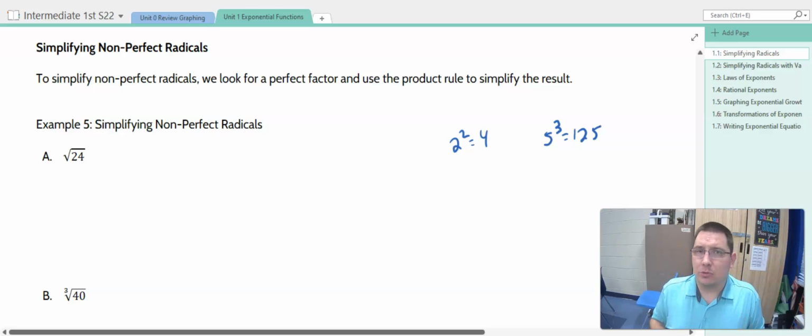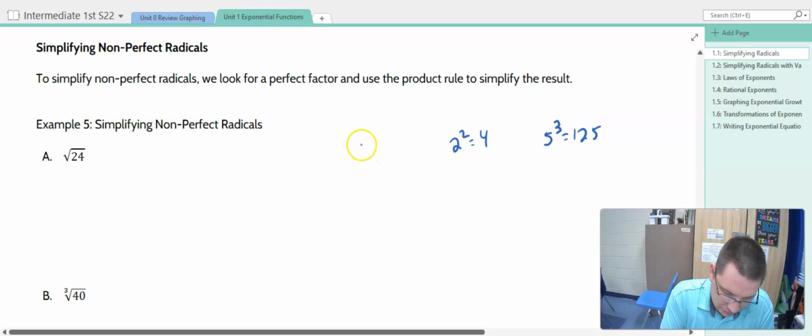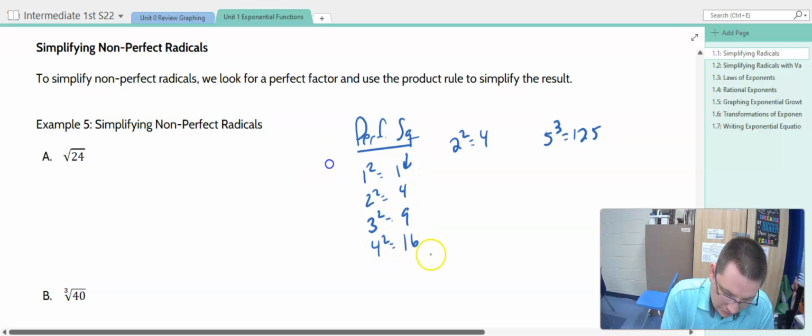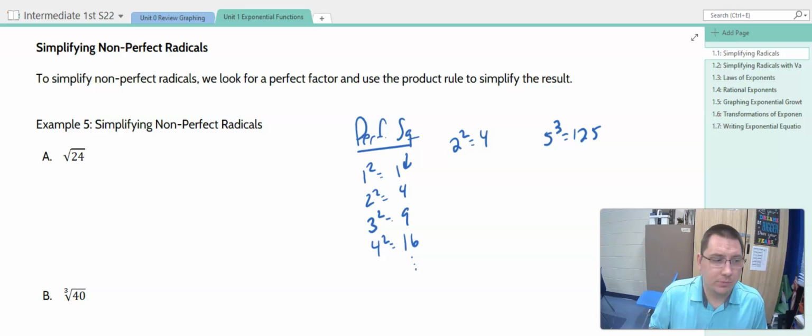So let's look at the square root of 24. Well, we're looking for perfect square factors. And so when we look at square roots, we're looking for our perfect squares. And those perfect square factors are going to be like 1 squared equals 1, 2 squared is equal to 4, 3 squared is equal to 9. It's all of these numbers down this list. 4 squared is equal to 16, and so on. And so, can 24 divide by any of those numbers? Well, yeah, 24 can divide by 4.